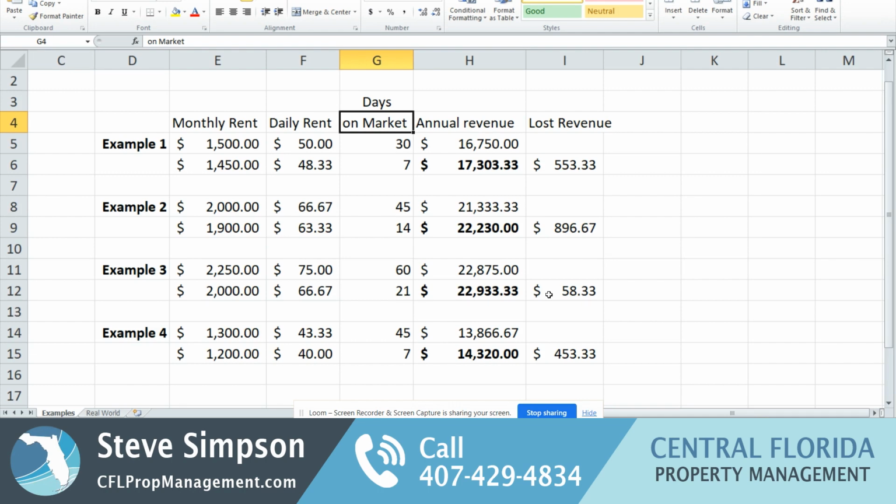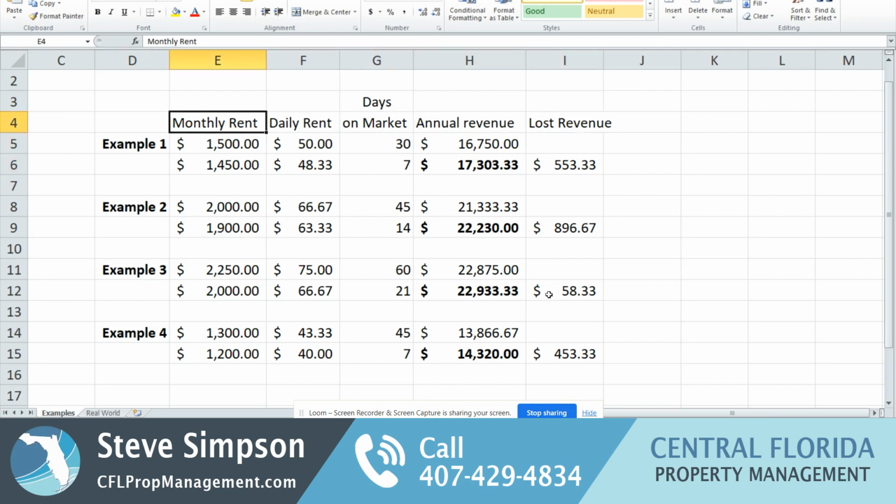Pretty easy. Annual revenue is the amount of revenue that takes into account vacancy loss. So it's not just monthly rental rate times 12. It is how much rent you're making from when you list the property over a year. To make it an extreme example, if the property didn't lease for 6 months, so half the year it was vacant, you would only take the rental rate times 6, not times 12, because you have so much vacancy loss. And then over here, obviously, is lost revenue due to the vacancy loss.